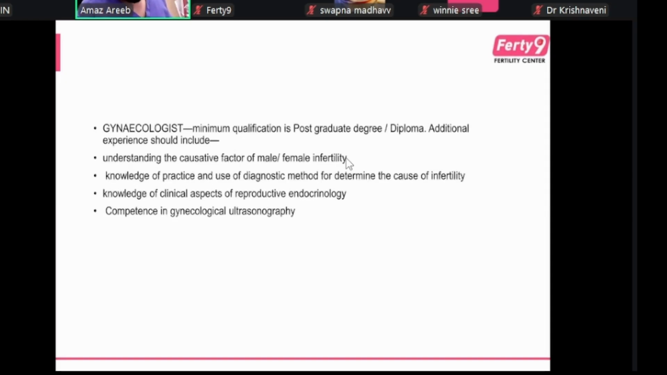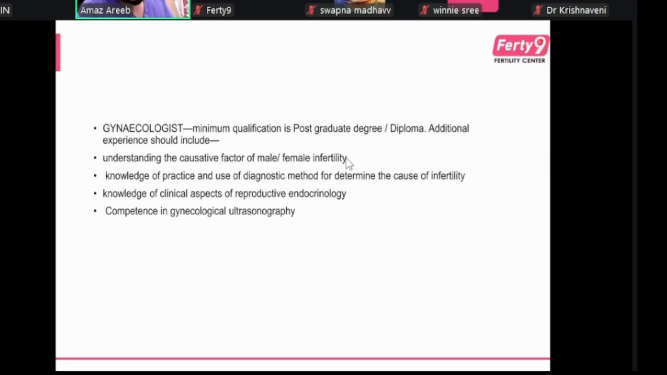The gynecologist, as I have told you, should have a postgraduate degree or additional diploma in obs-gyn, understanding the causative factors, and should have well enough knowledge about treating ART for fertility patients, which covers the causative factors of male and female infertility. Knowledge of practice and use of diagnostic methods for determining the cause of infertility, knowledge of the clinical aspects of reproductive endocrinology, and competence in gynecological ultrasonography. Why is it required?